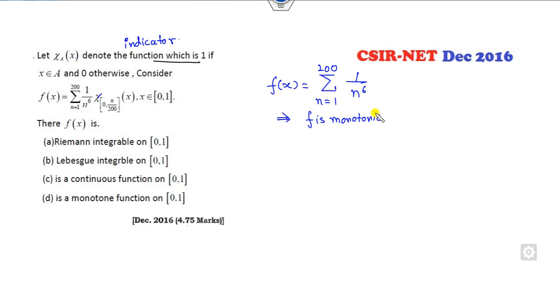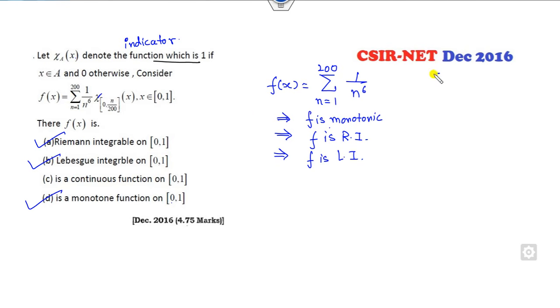Because either the function is increasing as the value of n goes 1, 2 and so on, so it is monotonically increasing or monotonically decreasing. If f is monotonic on the closed interval, it means f is Riemann integrable. So this option is also correct. If f is Riemann integrable, it is also Lebesgue integrable. Now the question arises whether it is continuous or not.